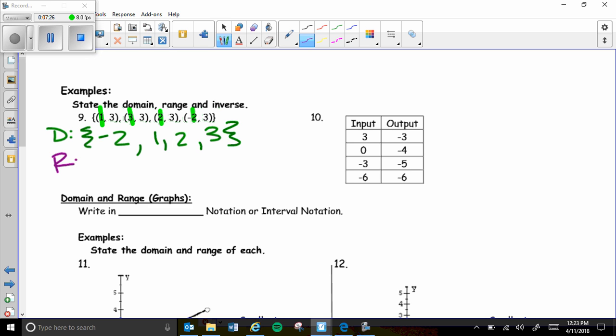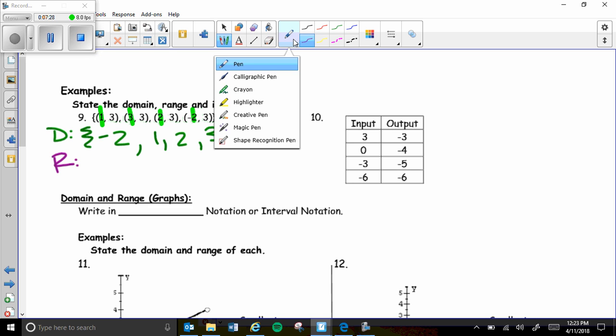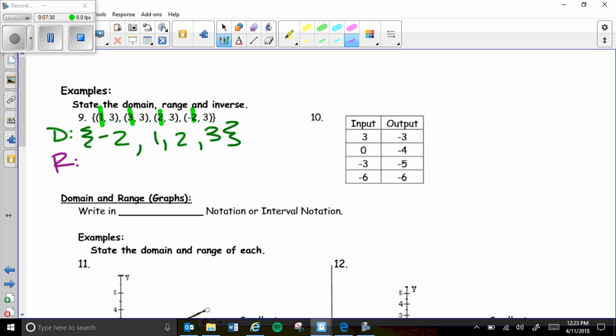My range, we look at our y values. So I have 3, 3, 3, 3. Well, what the heck? They're all the same. So what do I do when I have repeating numbers? Again, we put them in braces, and I only write it once. I do not need to write it more than once if it's the same number.